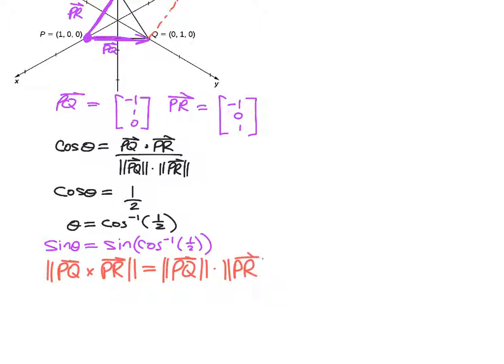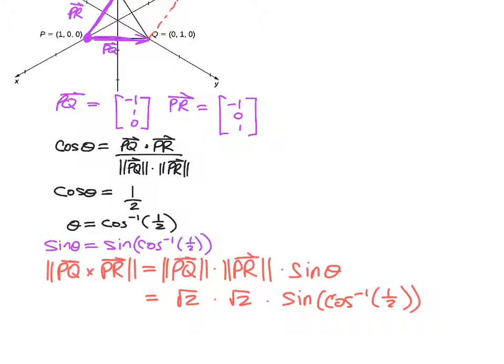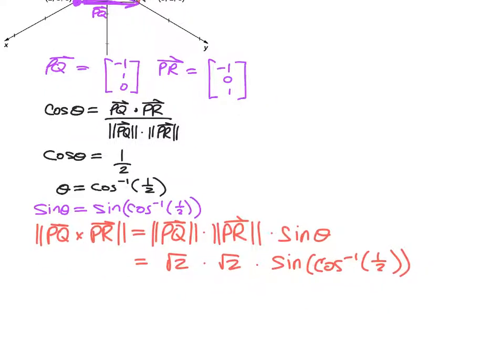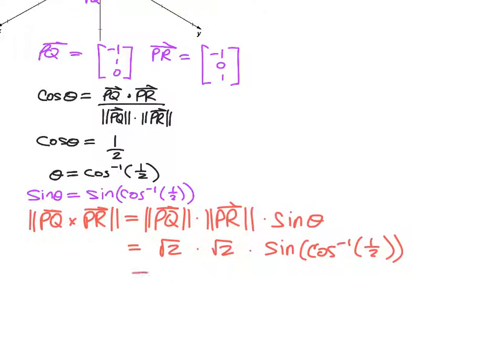PR times the sine of theta. So each of my individual magnitudes are radical 2 times the sine of the inverse cosine of 1/2, which you could just chuck in the calculator if you want. But ultimately, you'll have radical 2 times radical 2, which is 2, times radical 3 over 2. So it'll all come out to radical 3.